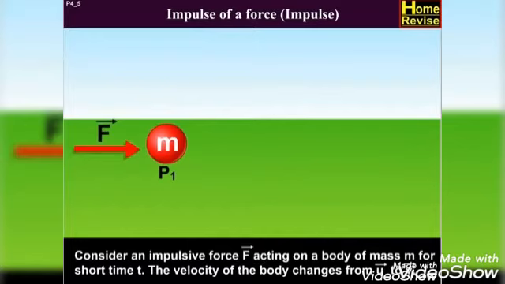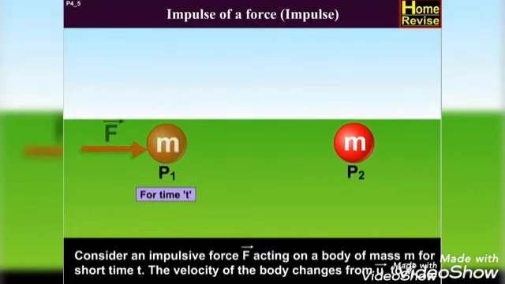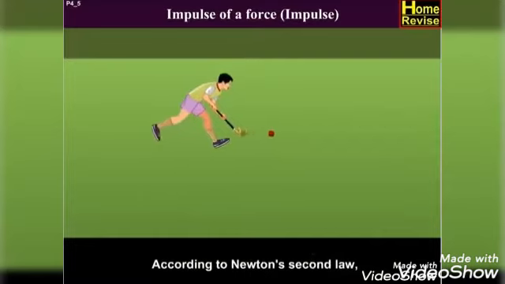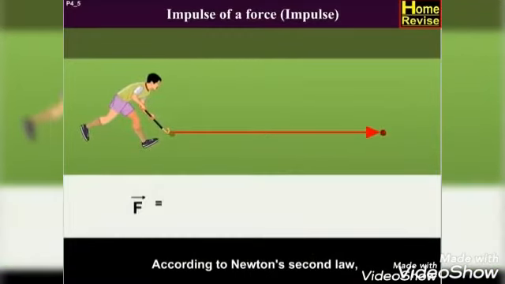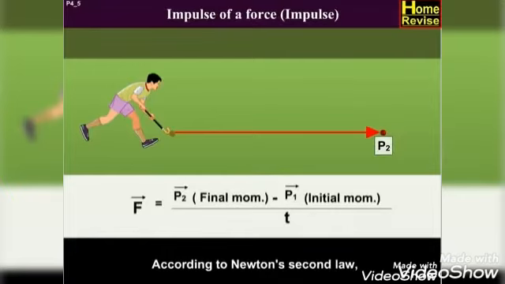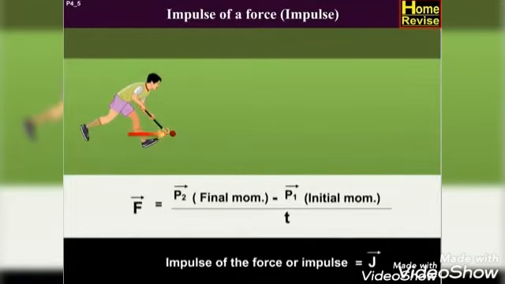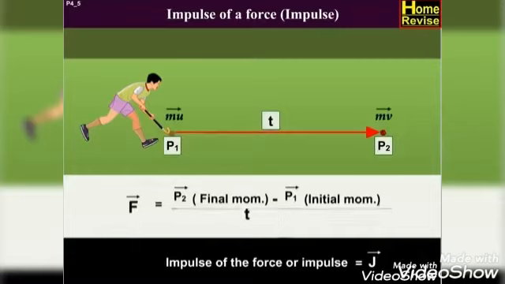Consider an impulsive force vector F acting on a body of mass m for a short time t. The velocity of the body changes from vector u to vector v. According to Newton's second law, F vector is equal to P2 vector minus P1 vector by t, that is, final momentum minus initial momentum by time taken.